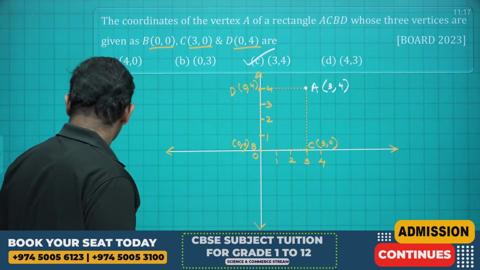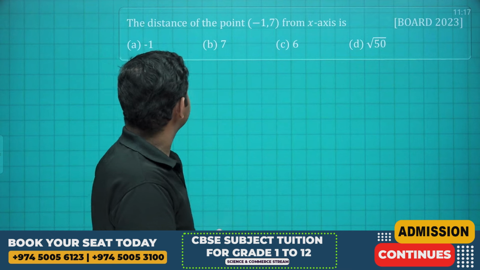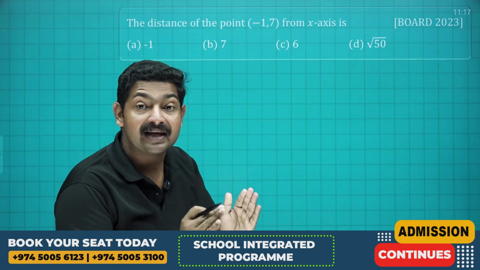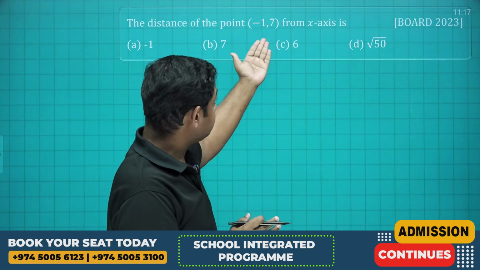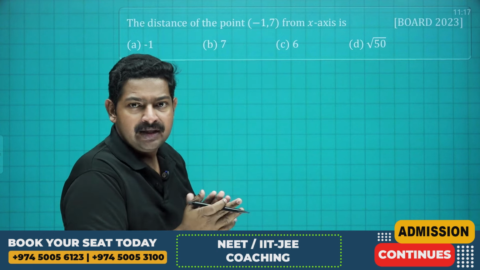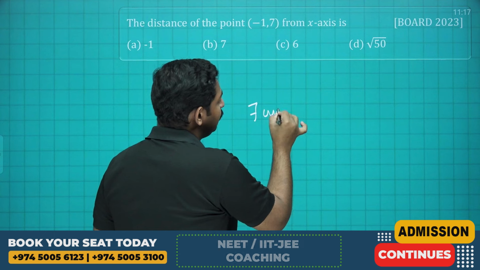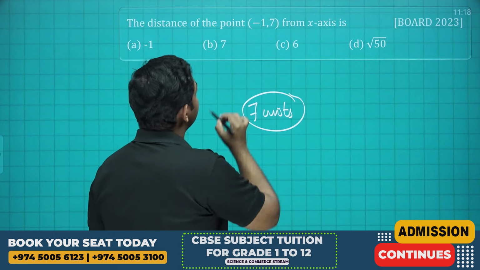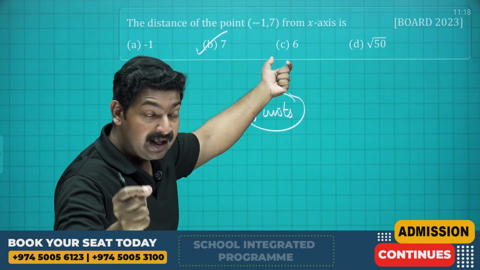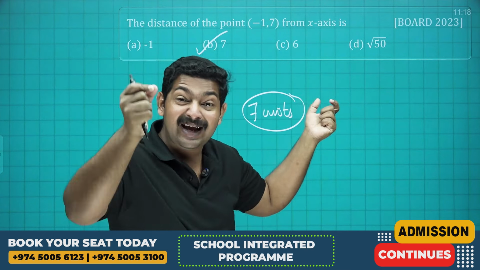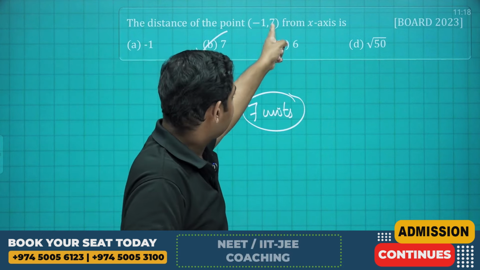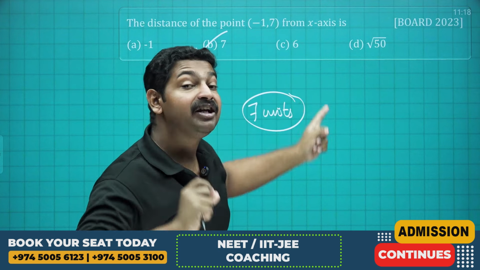Okay, so that's it. Now we are moving to the next one. The distance of the point (-1, 7) from the x-axis. So what will be the answer? No need to apply the distance formula and all. It is easy. The answer will be 7 units. So option B is the answer. Because if a coordinate is given and they ask the distance from the x-axis, then the y coordinate gives the answer. So here the y coordinate is 7, so the distance will be 7 units.